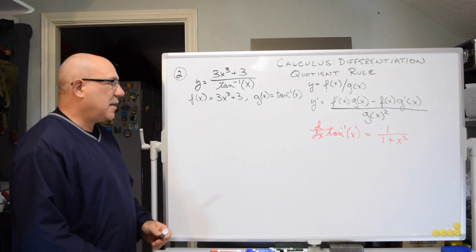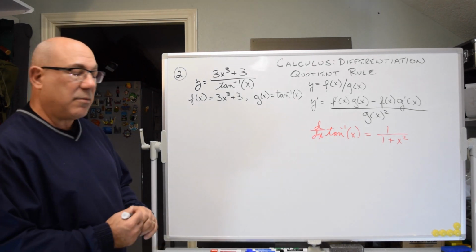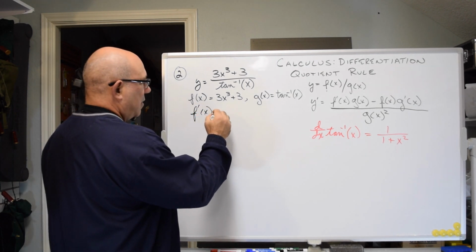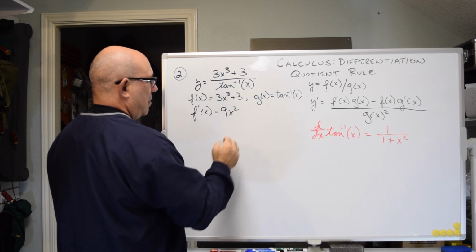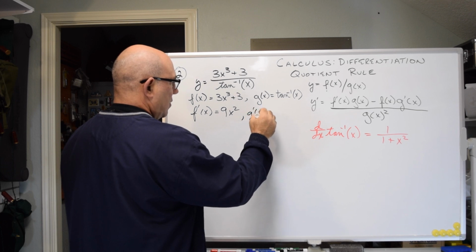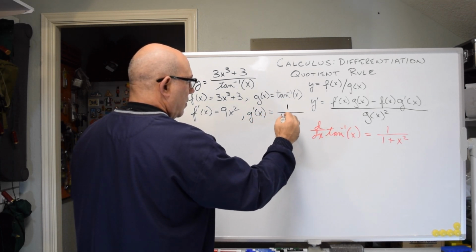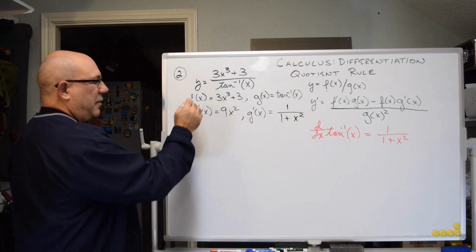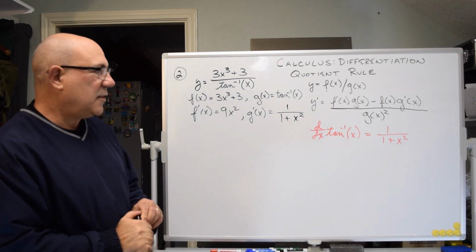So let's take the derivative of f of x and g of x, and then we'll be able to solve this problem. So the derivative of f of x is going to equal 9x squared. And then the derivative of g of x, as we just said over here, is going to equal 1 over 1 plus x squared. Okay, so now we have f of x, f prime of x, g prime of x. We can plug in, simplify, and solve.